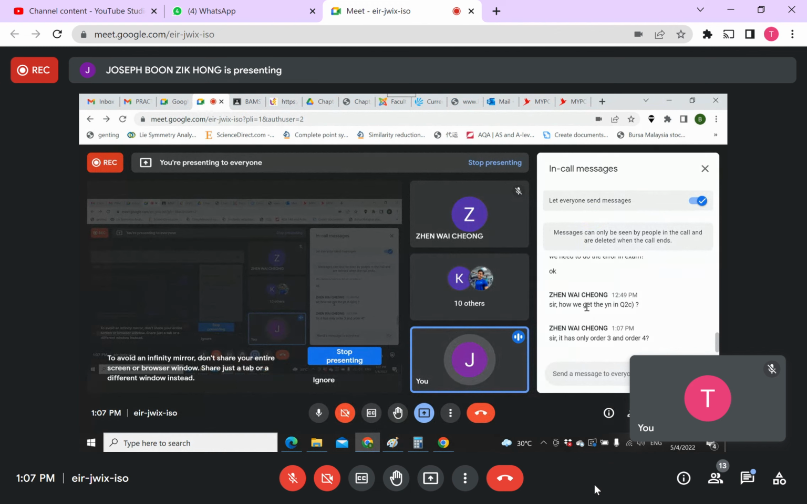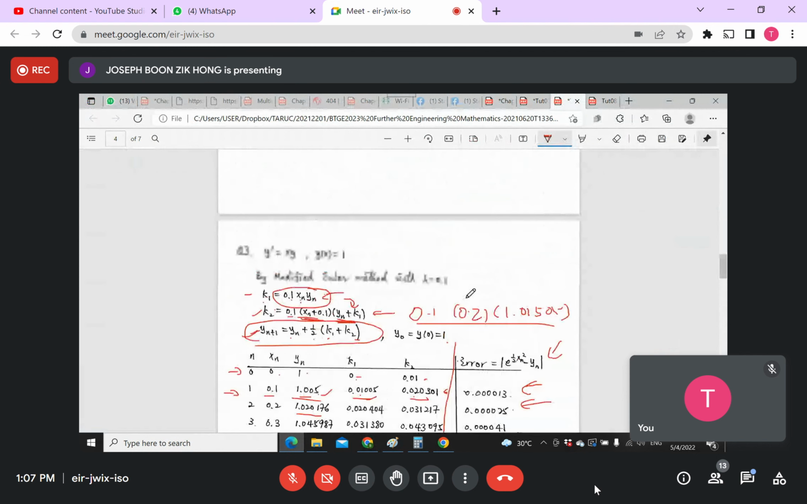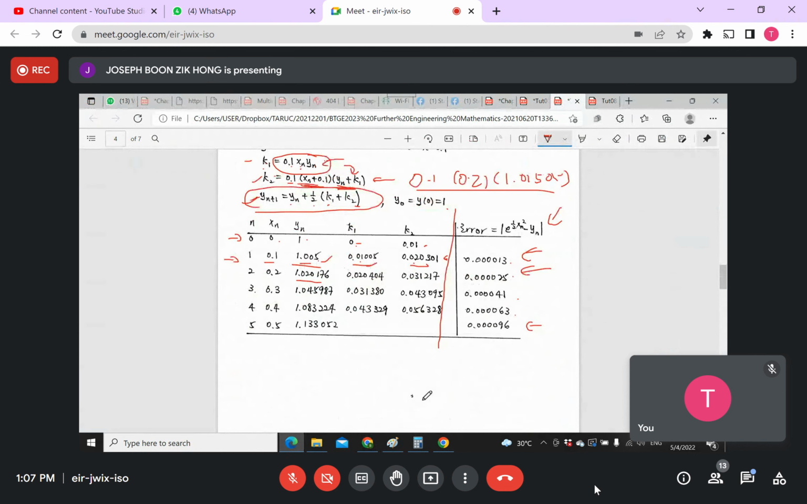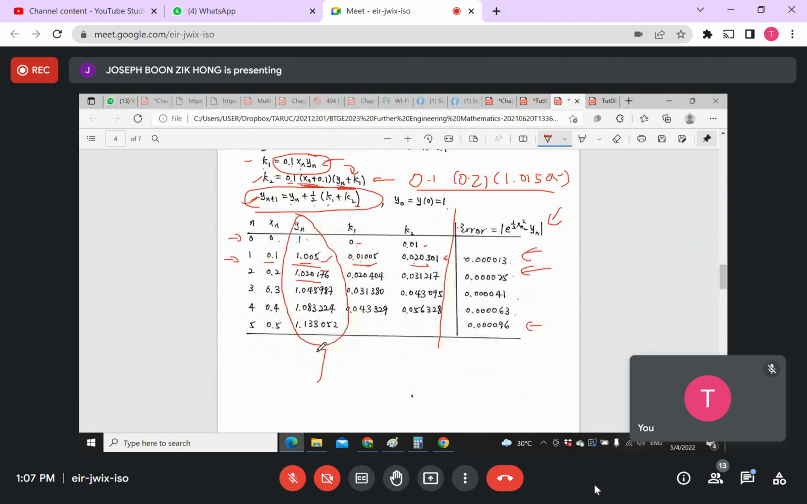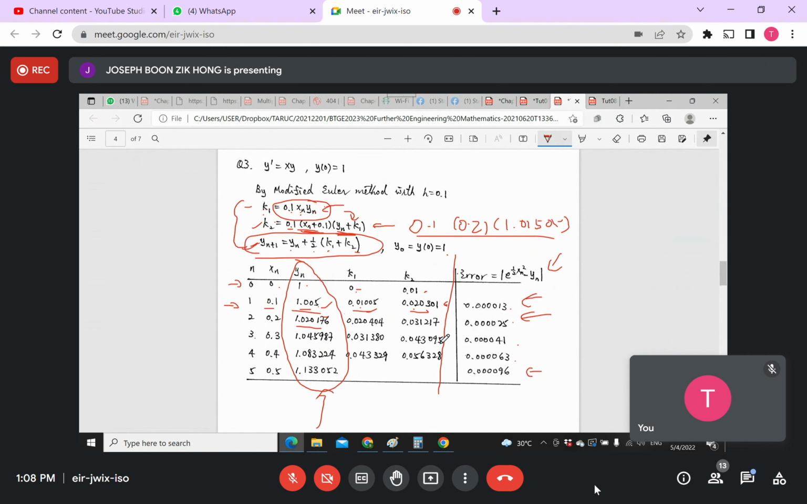Sorry, now I only saw your message about how we get the yn equation. Yn, it means this one, is it? No matter this one or this one, it is based on what we calculate. This is by using the Euler method. This is by using the modified Euler method. This is what we calculate by using the formula here. Okay.